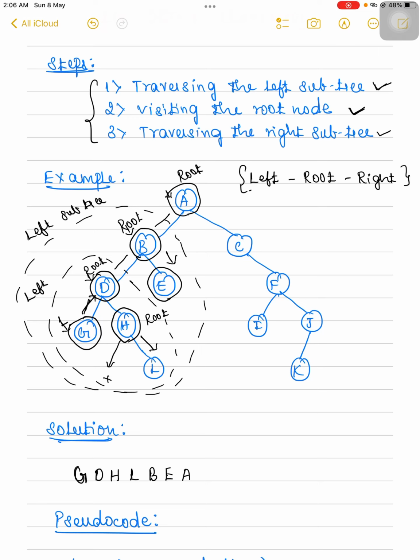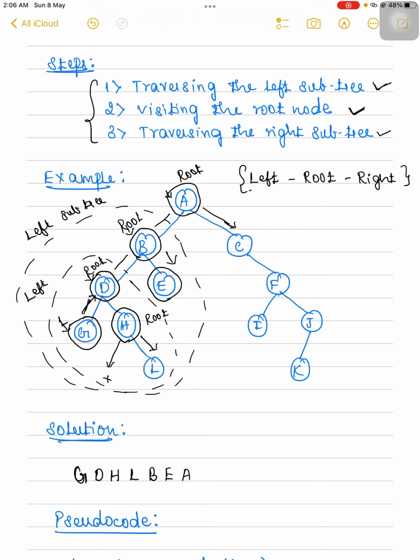Now it has to come to the right subtree. When we check the right subtree, the very first node, the rightmost node for the root node A, is C. But when we check C, C is not acting only as the right node for the node A, it is acting as a root node for the node F. So the node C can't be visited.